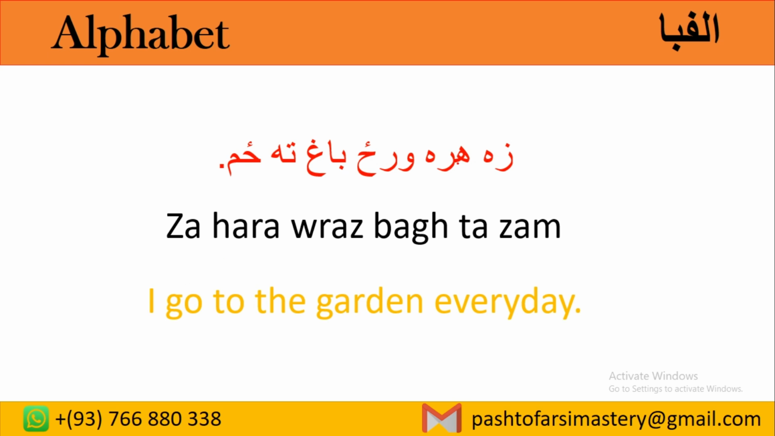زه means I. هره ورځ, every day. باغ, garden. ته ځم, go. Go is a verb, and it goes to the end of the sentence. In this sentence, we can also say هره ورځ باغ ته ځم, which is correct. Mostly in conversational form we say هره ورځ باغ ته ځم. I mean, we don't mention ourselves like that. We can say it simply. I go to the garden every day. زه هره ورځ باغ ته ځم.